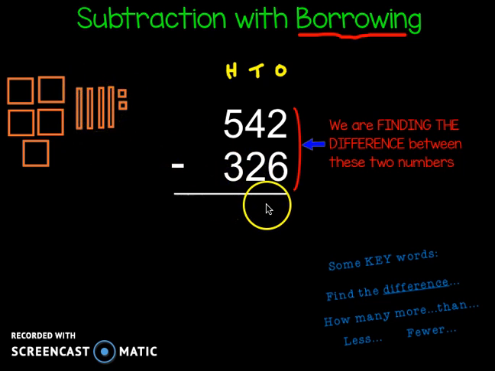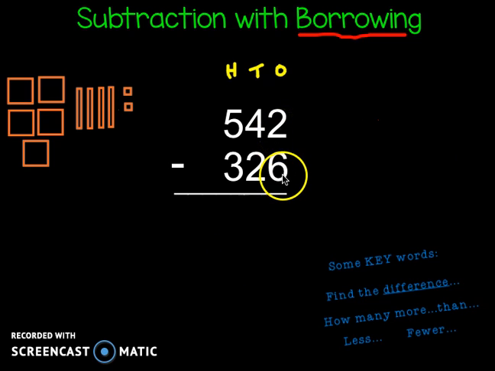So I always show students to start on the right, and so I want students to be able to start with the ones and pull 6 ones from 2 ones. So look at my 6 and look at my 2 in the ones column. It's going to be very hard to pull 6 from only 2. 2 is too little. Let me demonstrate this.